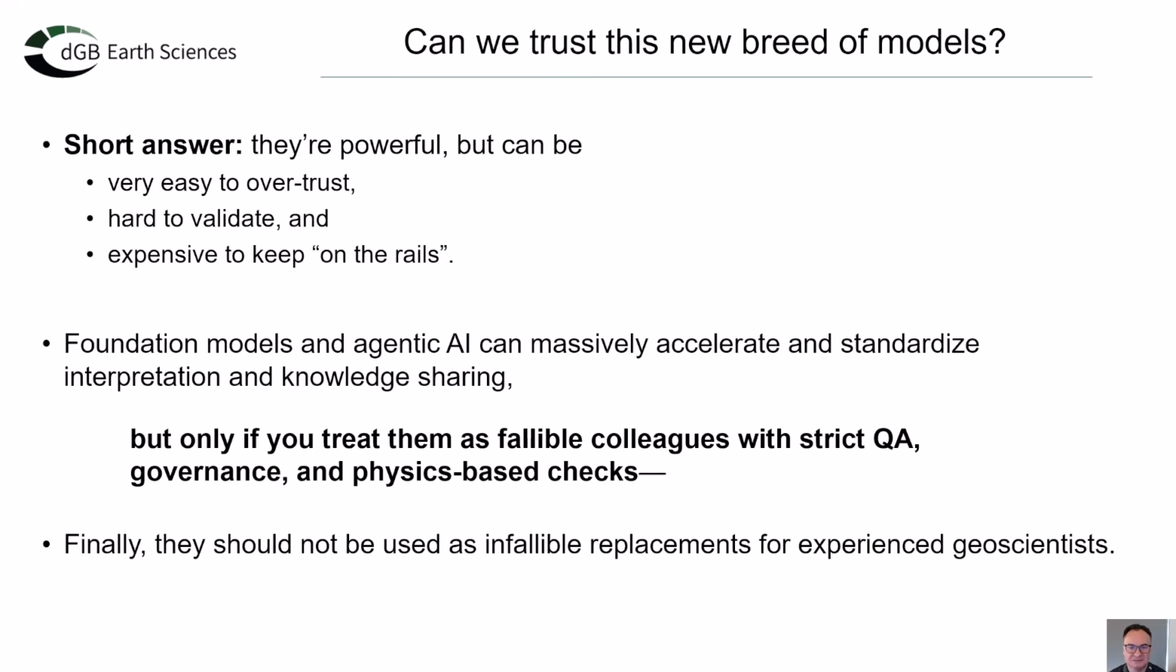So the big question, of course, is can we trust this new breed of models? And the short answer is that they're powerful, but they can be very easy to overtrust, very hard to validate, and very expensive to keep on the rails. Foundation models and agentic AI can massively accelerate and standardize interpretation and knowledge sharing, but only if you treat them as fallible colleagues with strict quality assurance, governance, and physics-based checks. And they should not be used as infallible replacements for experienced geoscientists.